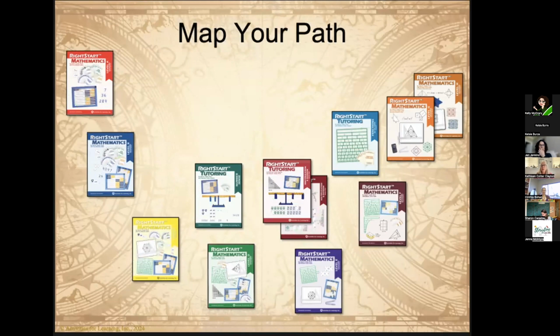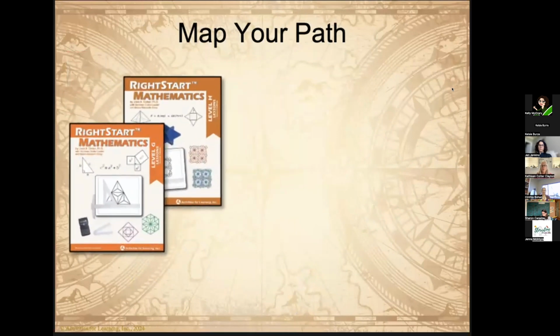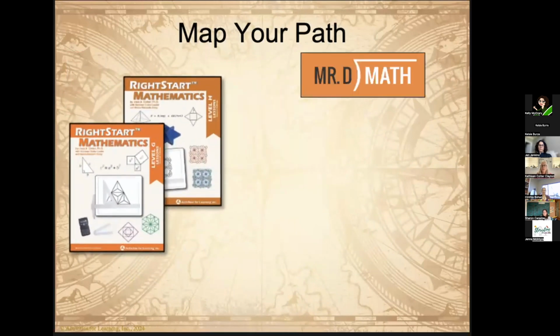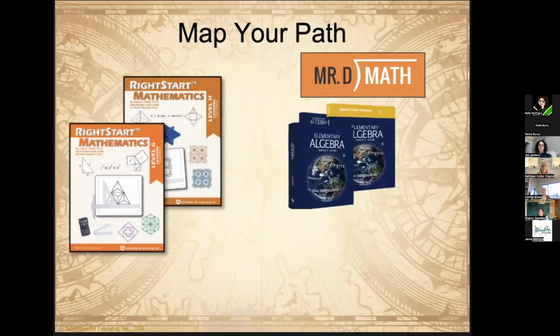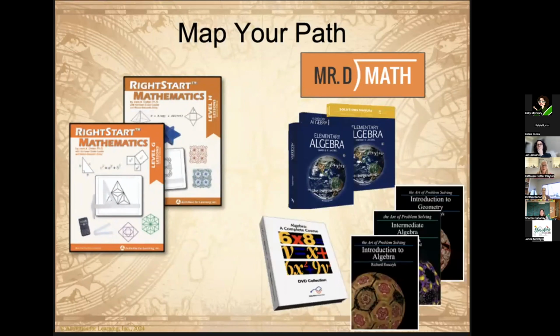Some people wonder, what do you do when you're done with levels G and H? So we're now ready for high school. What do we do from here? Well, we have five programs that we recommend. Mr. D Math. We have Jacobs. We have Video Text, Art of Problem Solving, and Foerster's. These are the five programs that we recommend.